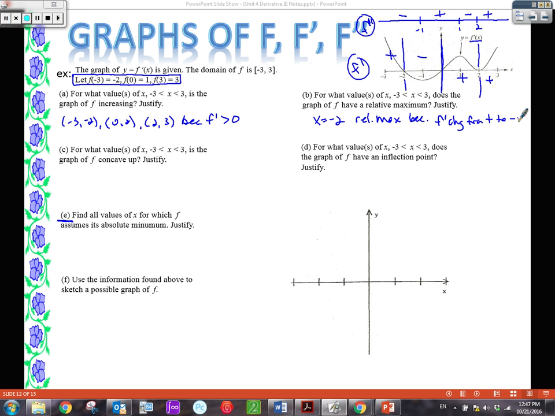Okay, so C, for what values of x is the graph of f concave up? All right. So we need to be concave up. Concave up, where do we read that information off of? Off the second derivative, right? So I need to look at the second derivative. So we're going to focus our attention up here on this part. So we want to be concave up. So the second derivative would be what sign when we're concave up? It'll be positive, right? So I'm going to look for the positive sections of the second derivative.